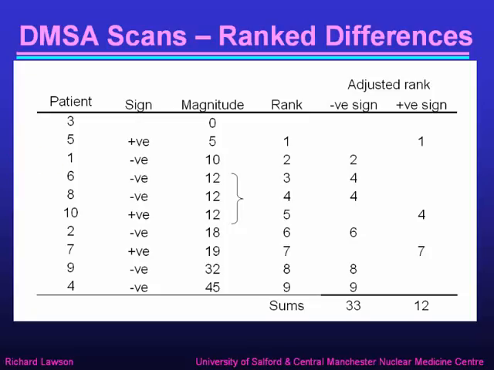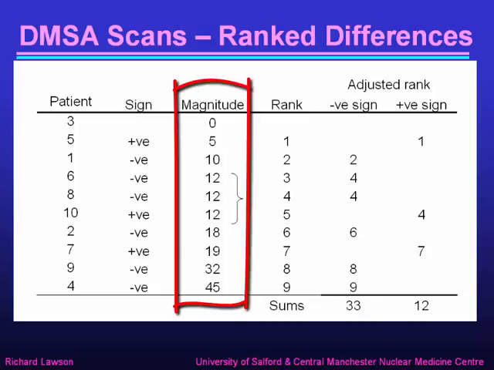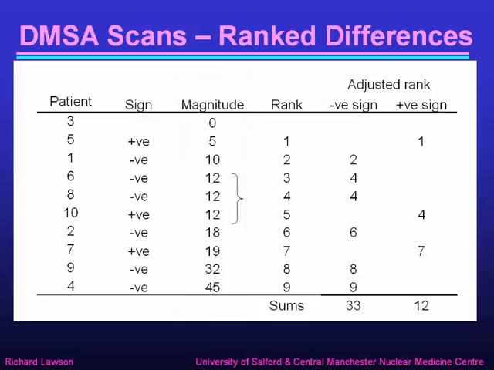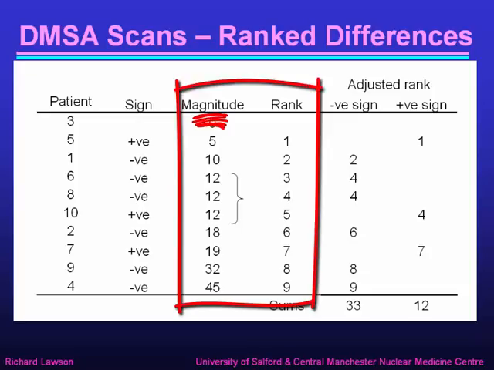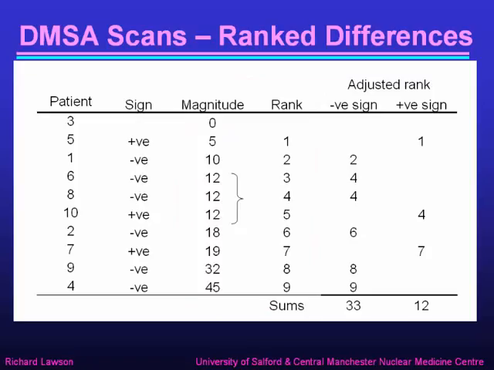So in ordering them, I've kept the sign and the magnitude together, but the order is based on the magnitude column, ignoring the sign. Now we have to rank the numbers in order, but for this purpose we ignore any 0 differences. So this 0 is not included in the ranks, and a rank of 1 is given to 5, a rank of 2 to 10, 3 to 12, 4 to 12, and 5 to 12.